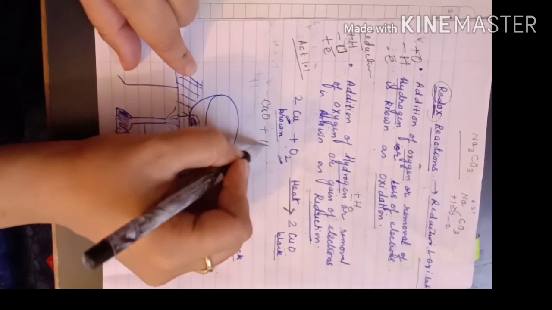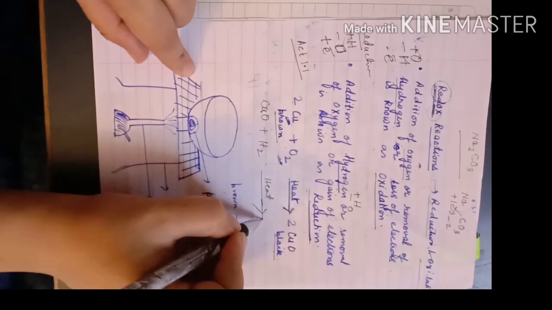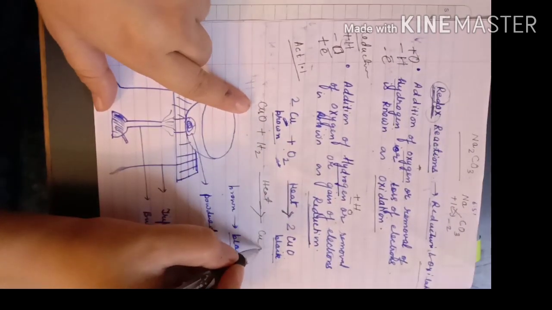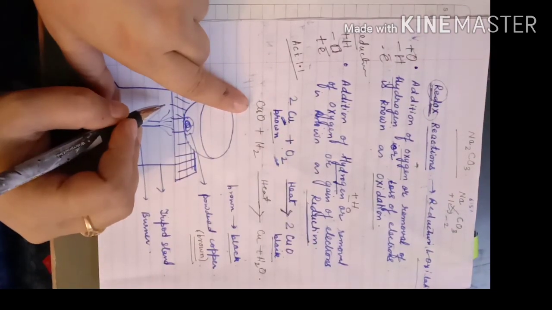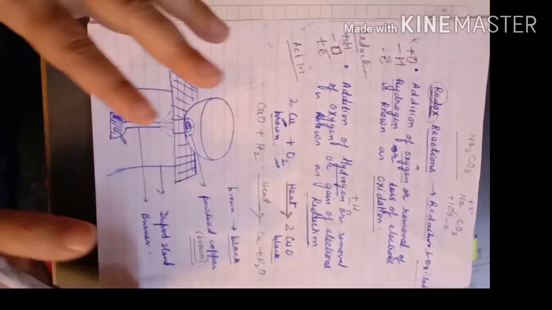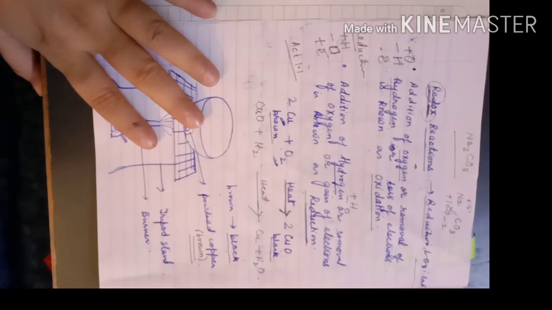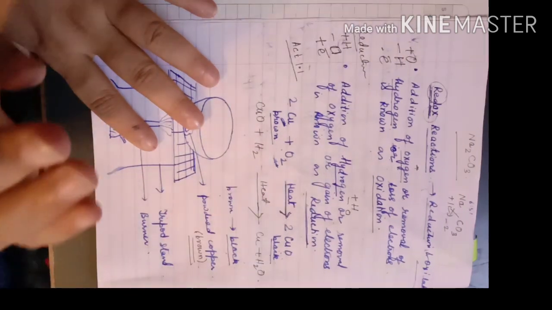You have copper oxide and you are passing hydrogen gas, just heat it. What will happen? Copper oxide will be reduced to copper metal again, and water will be formed. Right? So I think the concept is a little clearer to you. We can now start with oxidizing agents and reducing agents also.